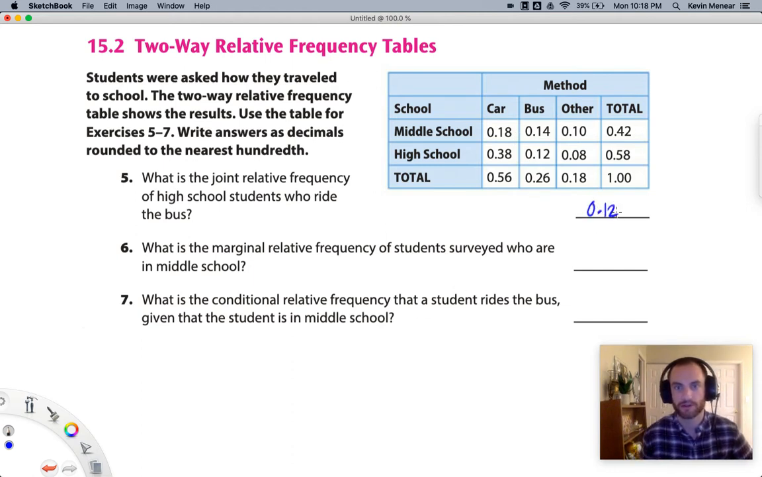Pretty straightforward. What's the marginal relative frequency of students surveyed who are in middle school? So marginal means out on the margins here, right? So that would be 0.42.